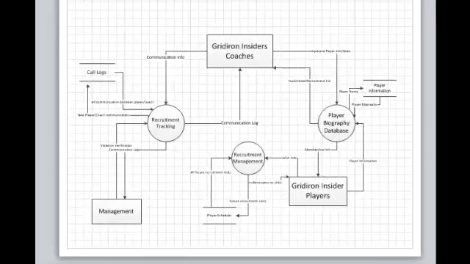We will now take a look at the Level 0 data flow diagram. As you can see, there are three main systems to this diagram: the player biography database, the recruitment management database, and the recruitment tracking database.